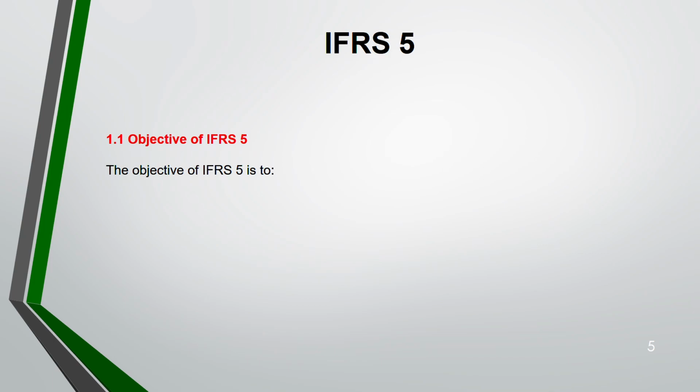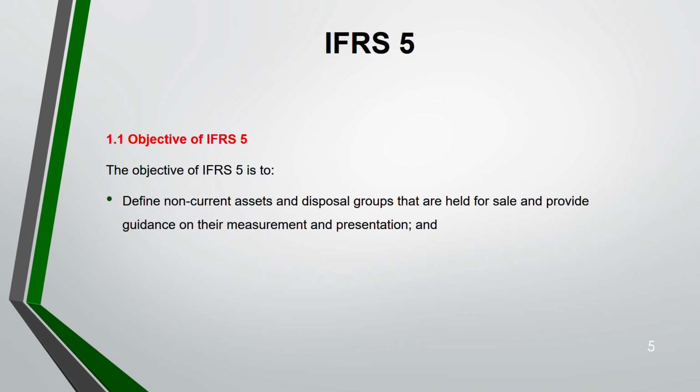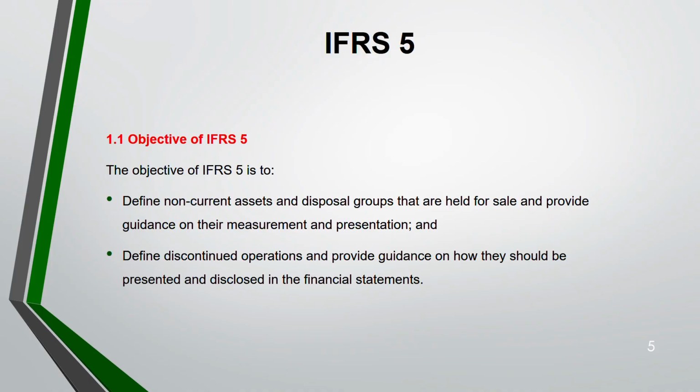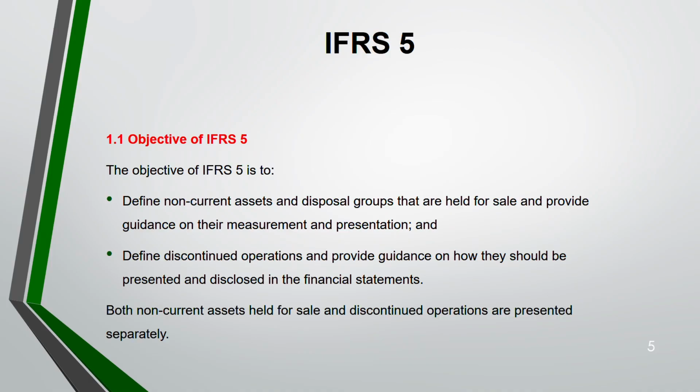First, the objective of IFRS 5 is to define non-current assets and disposal groups that are held for sale and provide guidance on their measurement and presentation, and define discontinued operation and also provide guidance on their presentation and disclosure in the financial statement. Both non-current assets held for sale and discontinued operations are presented separately. They are not presented together.